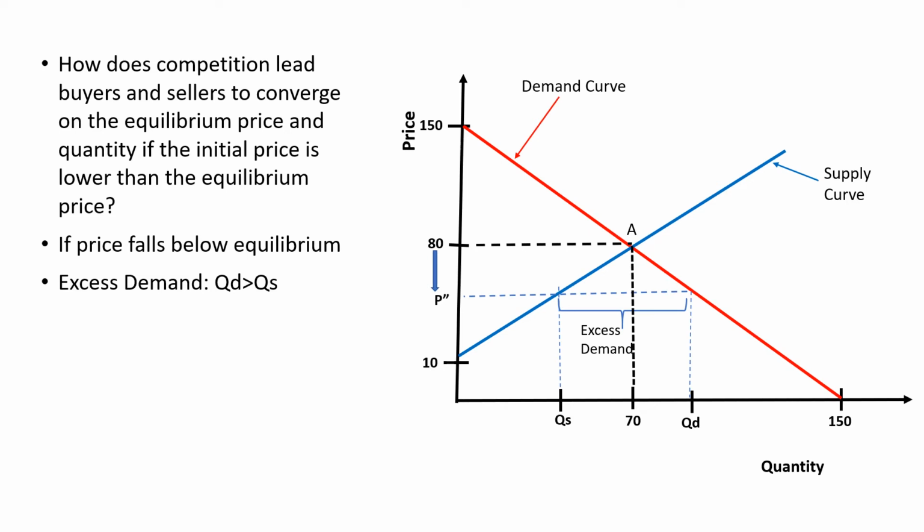The implication is that if the price were to fall below $80, the process would simply work in reverse to what we observed on the previous slide. At a price of, say, $60, there would be excess demand, and buyers would outbid one another to snag a textbook until the price converges to the equilibrium price of $80.